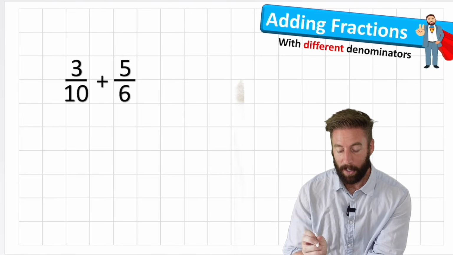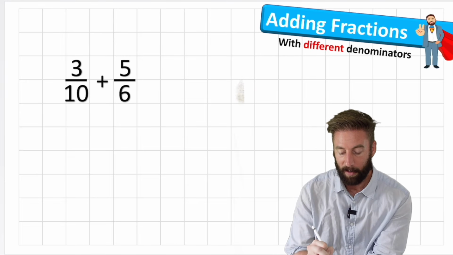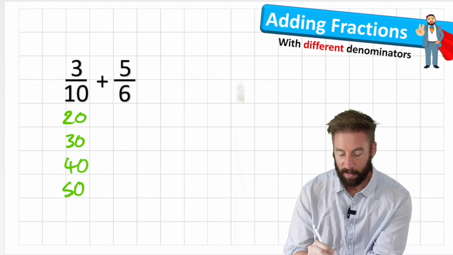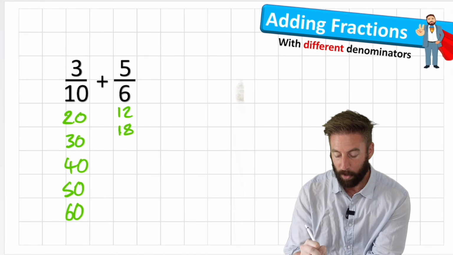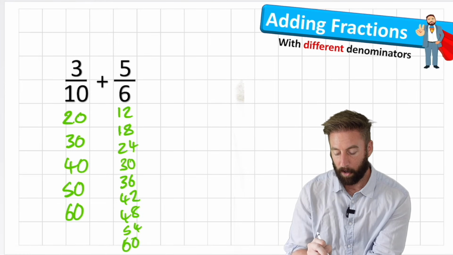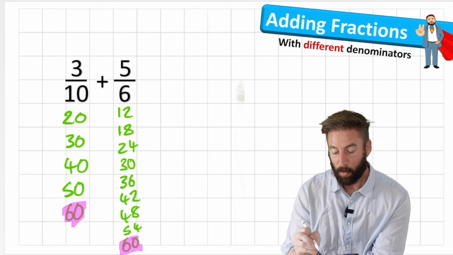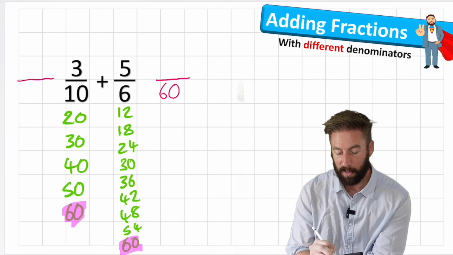Now what we could do is simply try to find a common multiple. I could do 10, 20, 30, 40, 50, 60, and then I'd have to do 6, 12, 18, and I'm looking for ones that match. No, none so far. 24, 30, 36, 42, 48, 54, 60. Look what I found. I've found a common multiple, 60. So now I can turn my two fractions into a fraction with 60 as a denominator.